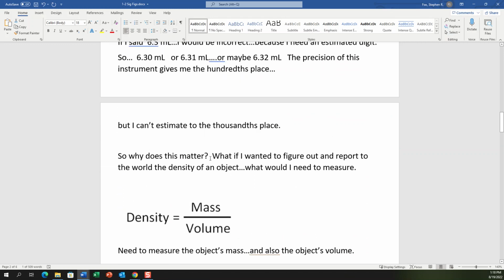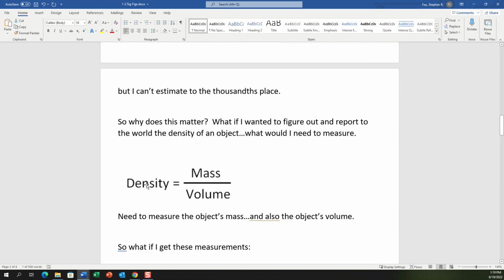Let's think about it. What if I wanted to figure out the density of something? Hopefully we understand what density is, but if you don't, density is the ratio of mass to volume. So what do you need to do? You need to take the mass of the object, you need to take the volume of the object, and you need to do mass divided by the volume, and that gives you the density.